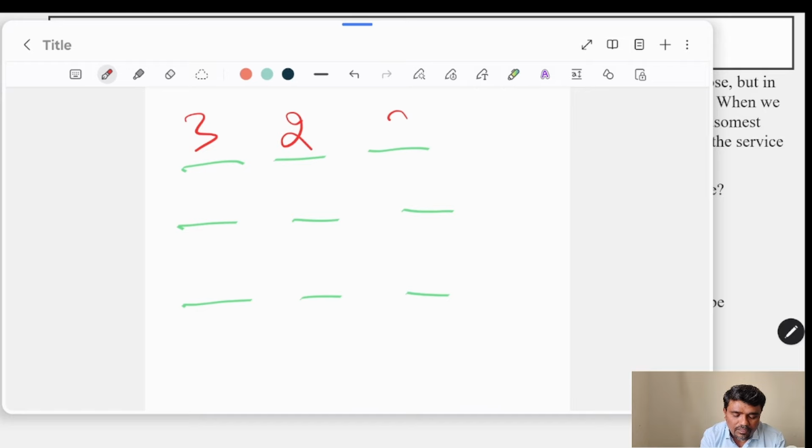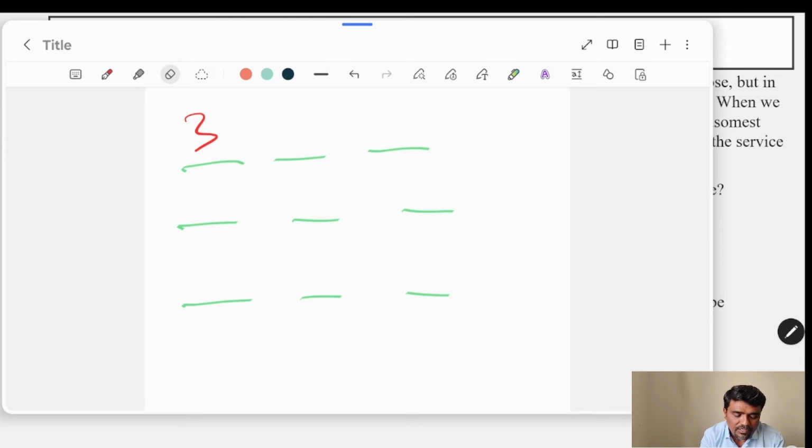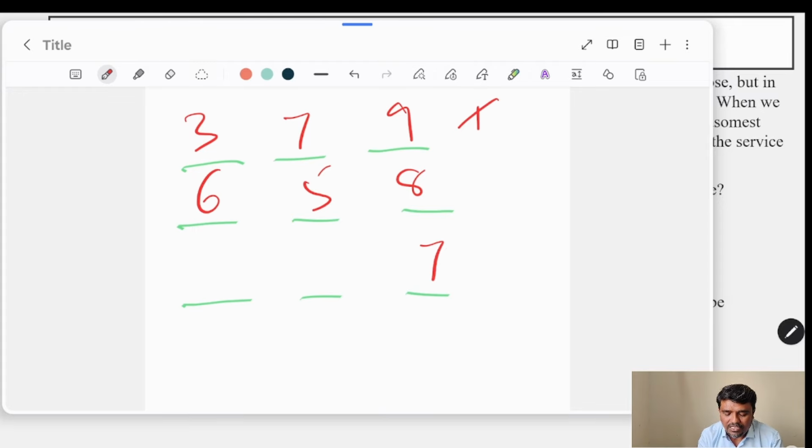3 2 9. 2 9s are 18. 2 2s are 4. 4 plus 1, 5. 2 3s are 6. No repetition. 3 9s are 27. 3 2s are 6. 6 plus 2, 8. Repetition. So 3 2 9 is not possible. Then 3 7 2. 2 2s are 4. 2 7s are 14. No repetition. Not possible. So 9. Okay, let us do fast. 2 9s are 18, 2 7s are 14, 15, 2 3s are 6, no repetition. 3 9s are 27. Yes, repetition, that means not possible. 3 7 9 also not possible.